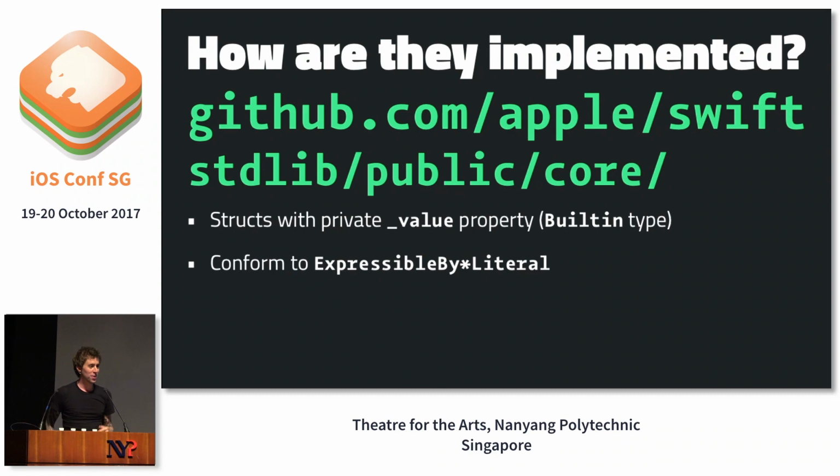So how are these types implemented? Well, everything is open source. We can go on GitHub. We can look at the standard library. We can see that all these structs have a private value property. It's a built-in type. We'll discuss that in a minute.